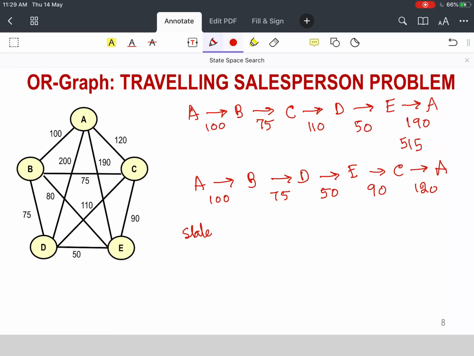So how do we define our state? We define our state definition by 2 parts. A state definition has 2 parts. One is a sequence of states visited till now and a cost.